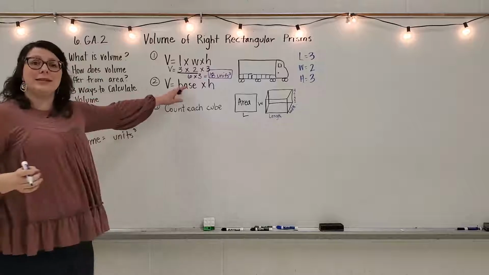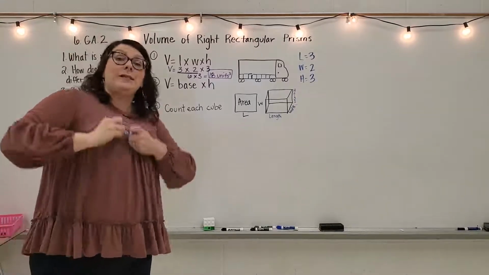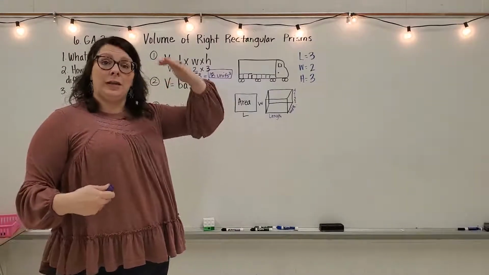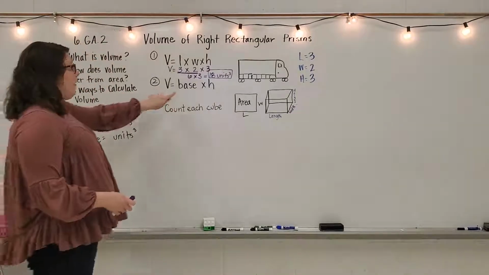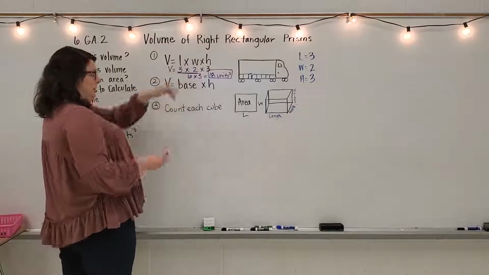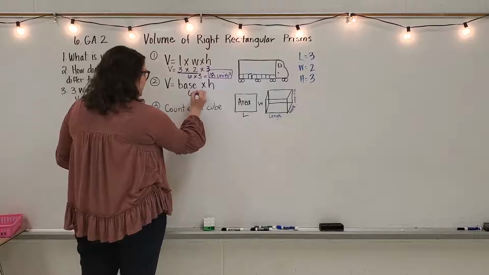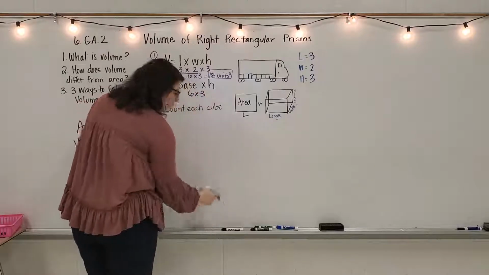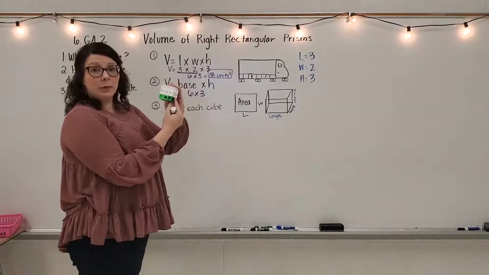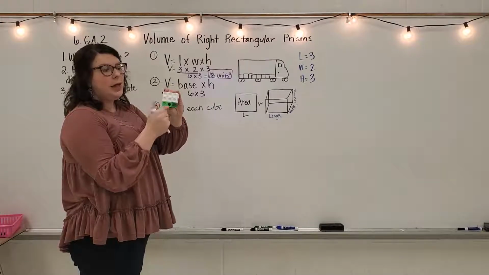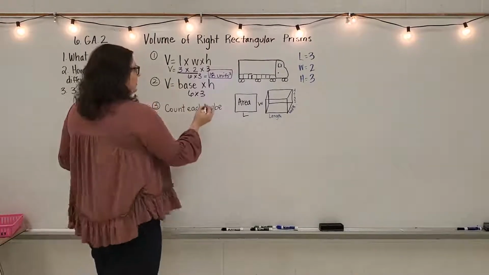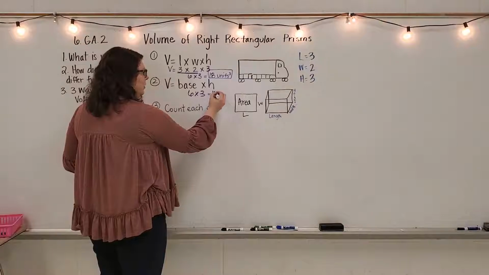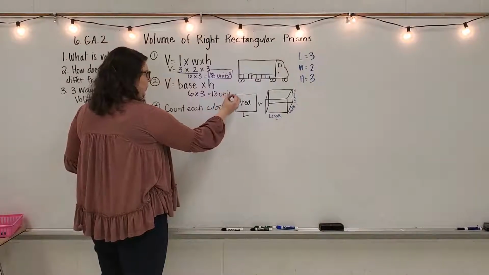Well, on this one, base times height, that's like counting that bottom layer and then multiplying by the height. So in our base, that's just a shorter way to write length times width, which is 6. 6 times 3. And if you'll remember, that's what we got when we counted this bottom floor here. We got 6, and there are 3 floors. 6 times 3 is 18 units cubed.